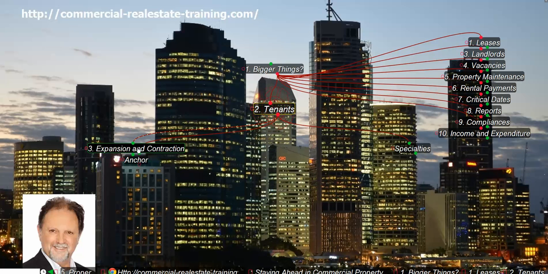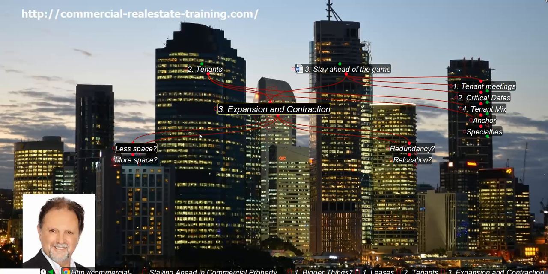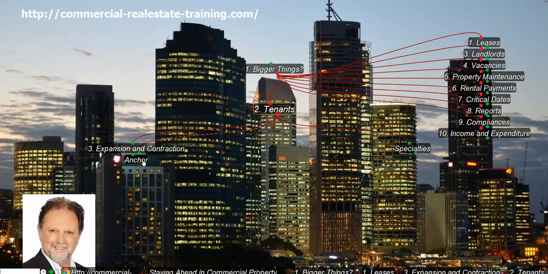Now, some of those tenants will require expansion and contraction. They might want less space, more space. They might have a redundancy issue with the property or the premises. They may need to relocate. So understand the requirements of those tenants when it comes to actually expanding and contracting within that property. So let's go back one stage here. You'll have some anchor tenants. They are the large, big tenants, and certainly you'll come across anchor tenants in retail properties.